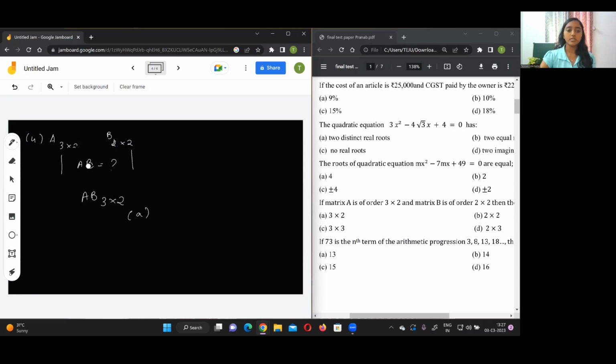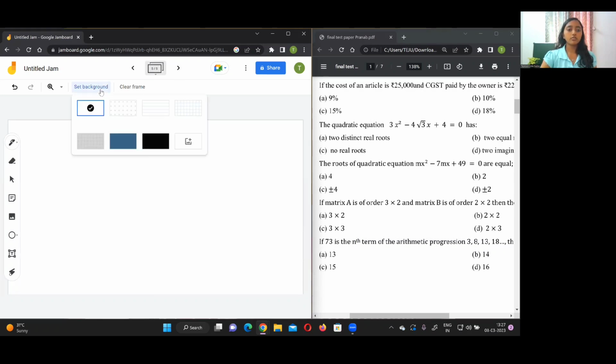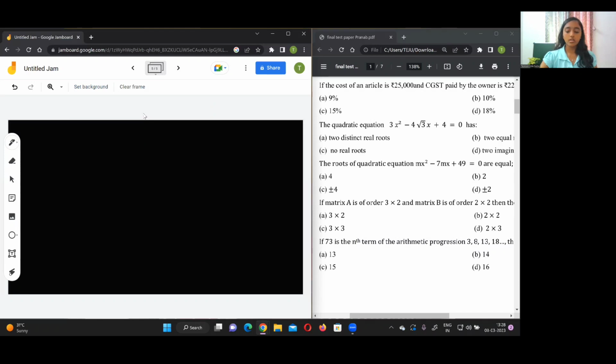It's a very simple question. It's a very direct question. All you needed to know is what you would have learned when studying matrix multiplication, so that you can cross-check your answer, right? So the fourth one is option A. Now let's go on to the fifth question.